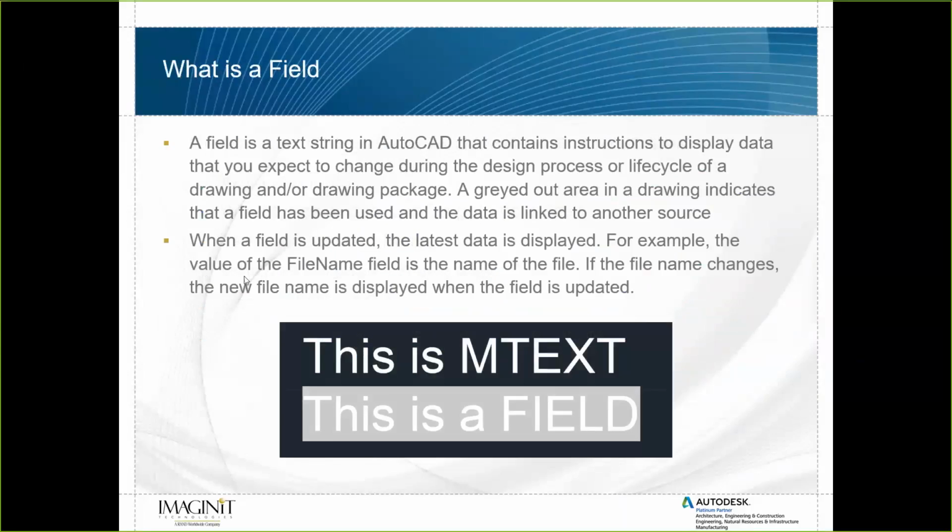And basically, here's what a field is. A field is a string of text in AutoCAD that contains instructions to display data that you expect to change during the design process or life cycle of a drawing and/or drawing package. A grayed out area behind the MText in the drawing indicates that a field has been used and the data is linked to another source. And when a field is updated, the latest data is displayed. For example, the value of the file name field is the name of the file. When the file name changes, the new file name is displayed when the field is updated. It's actually pretty clever, and there's a lot of things you can do with fields that people don't realize.